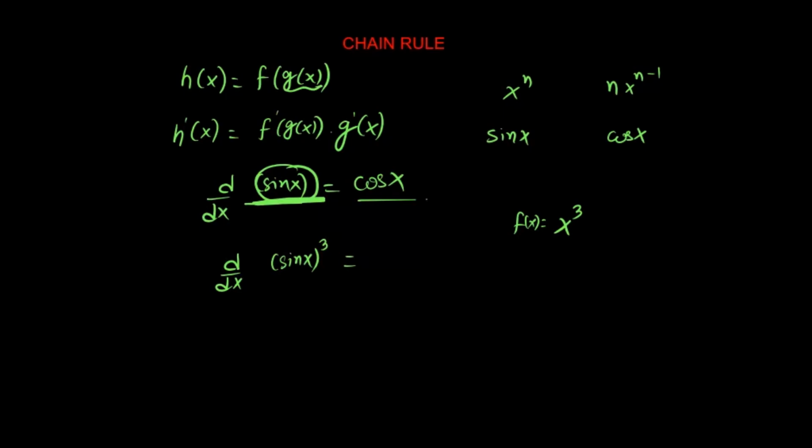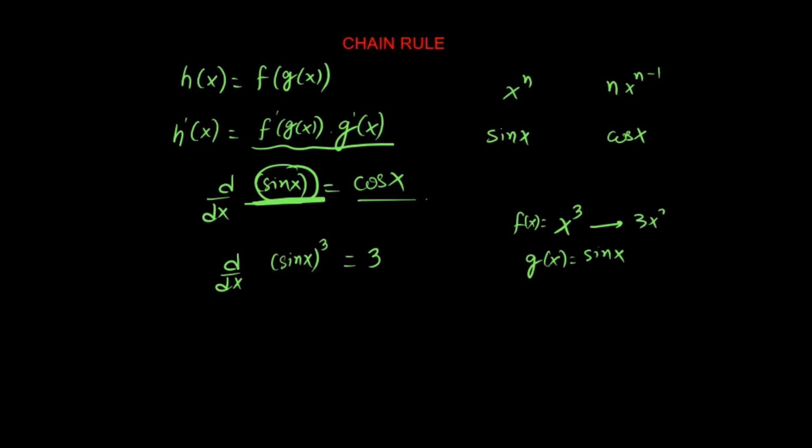And the function that's on the inside is sine of x. So g of x is sine of x. And now, when we use the formula, the derivative of sine x to the power 3 would be f prime. f is x cubed, and the derivative of x cubed is 3x squared. So 3 times x squared, but f prime is with g of x in the bracket. So instead of x, I have sine x.